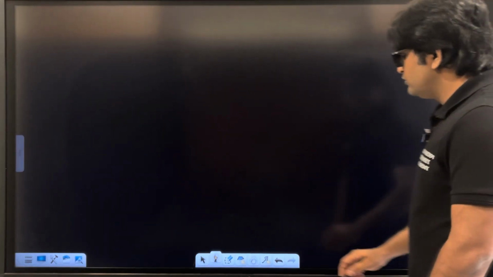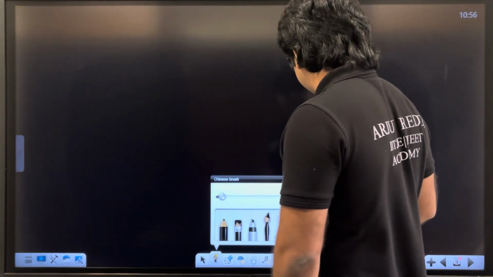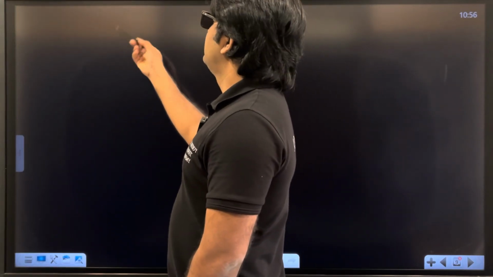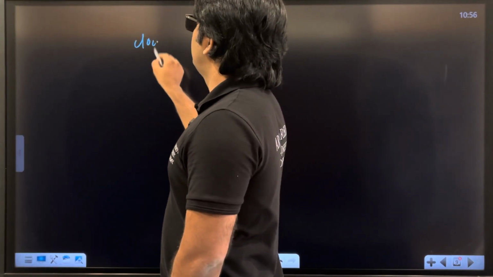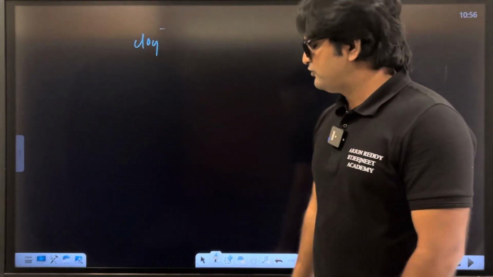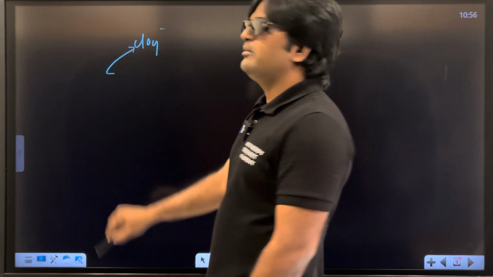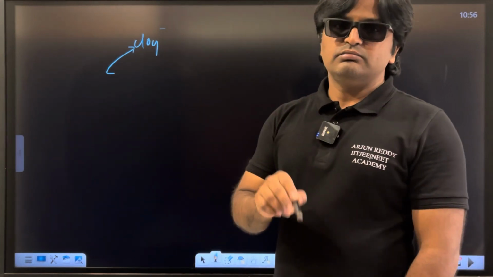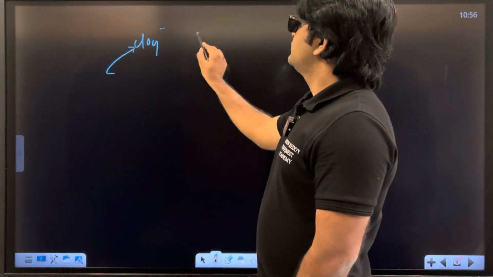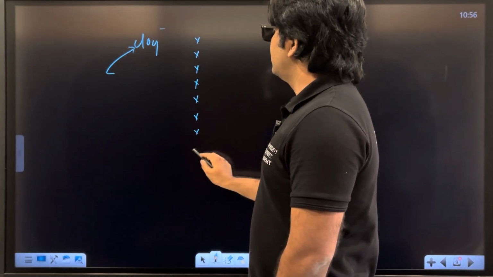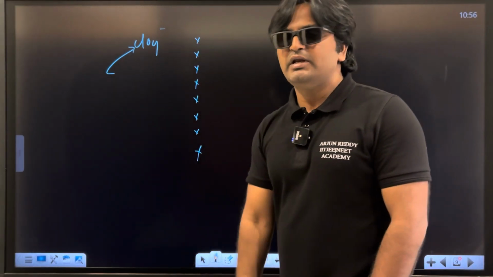Now let us take a few anions. For example, ClO4 minus is given. Now what is the central atom here? The central atom is chlorine, seventh group, but a negative charge is given. So in place of 7 electrons, how many electrons are we taking? 8 electrons. What is the reason? Because of the negative charge.